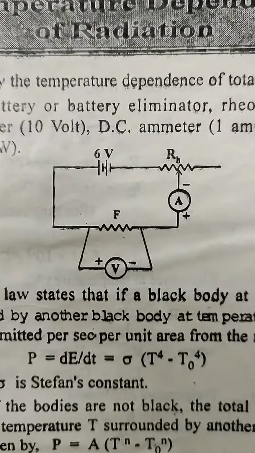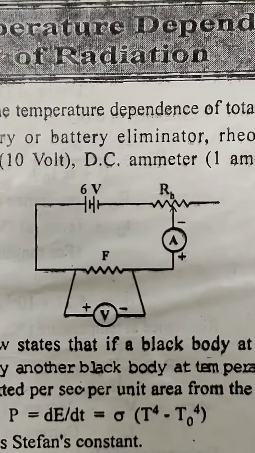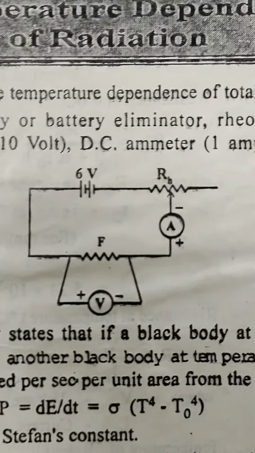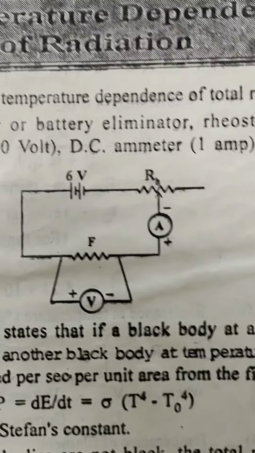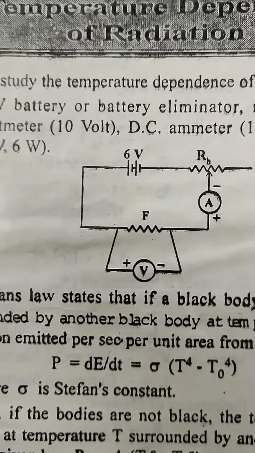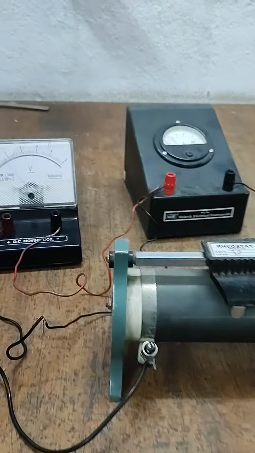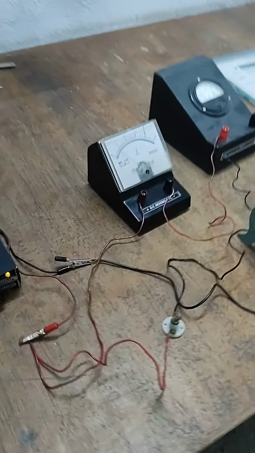This is the circuit diagram, which consists of a 6-volt battery. RH stands for rheostat, A is ammeter, F is filament, and V is voltmeter. The connection is very simple, and this is how it is connected. On this table the apparatus are there, and this is how the circuit looks.